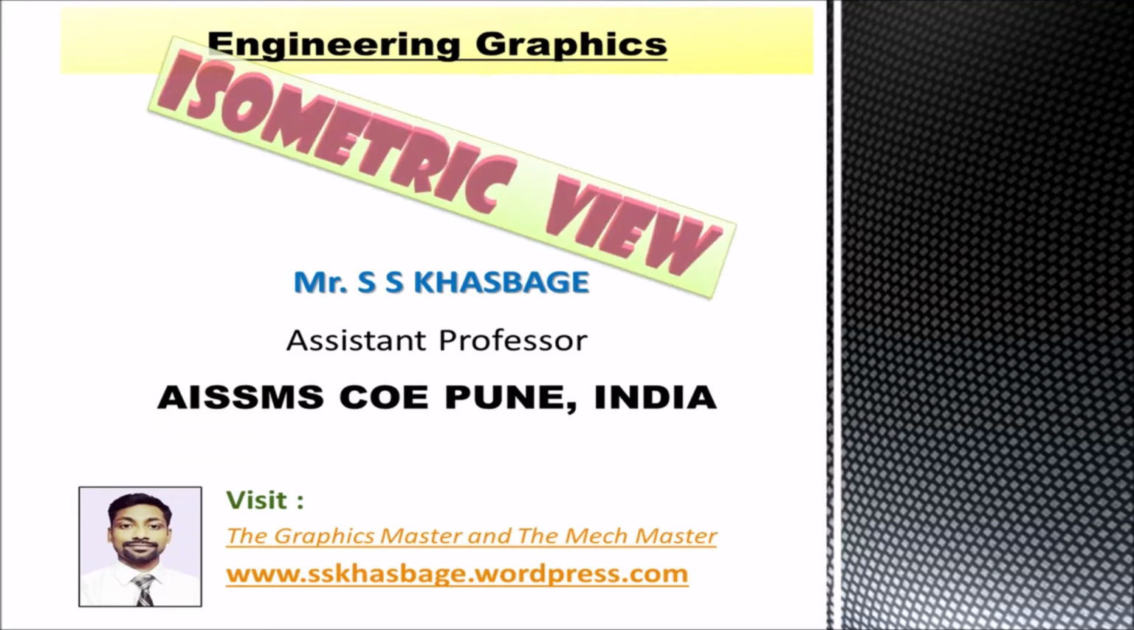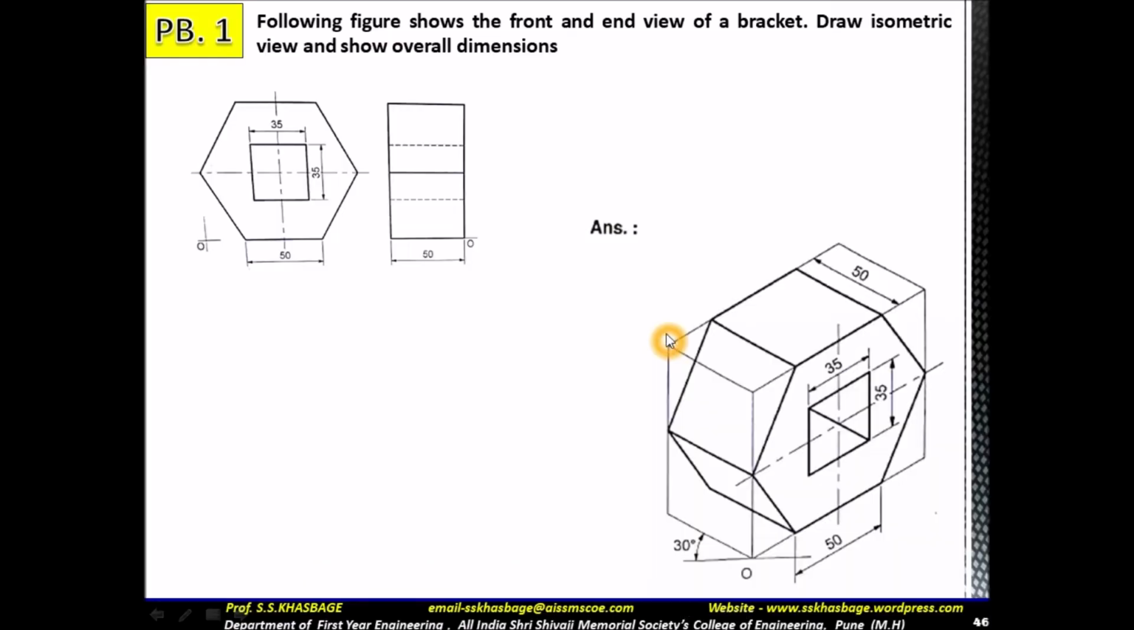Today we will see a problem based on isometric view. Here in this problem, one front view and one end view of the bracket is given, and we have to draw the isometric view which is showing all dimensions.